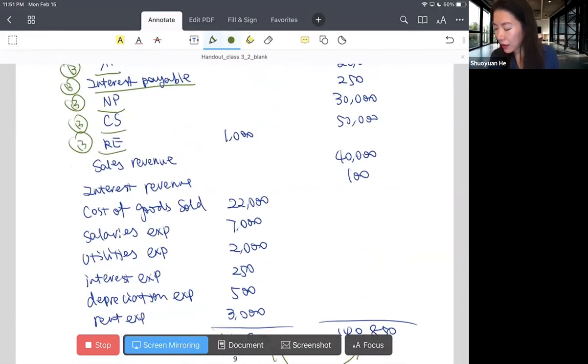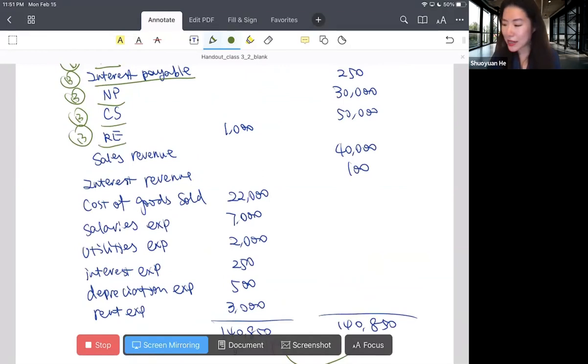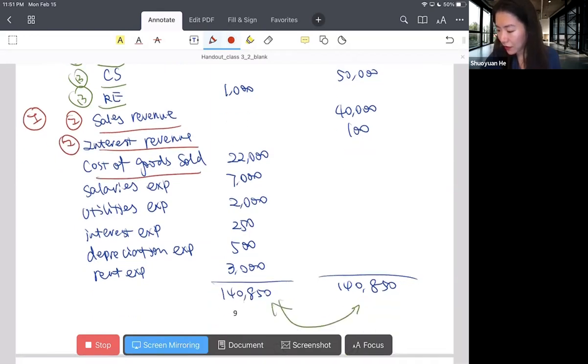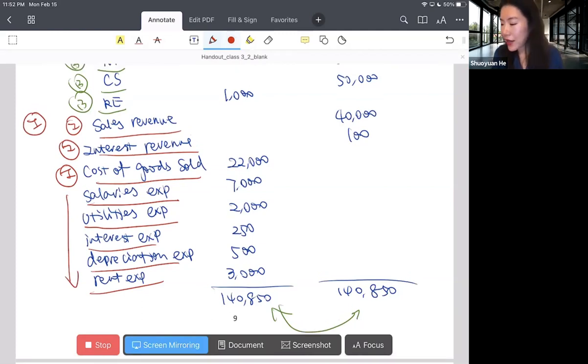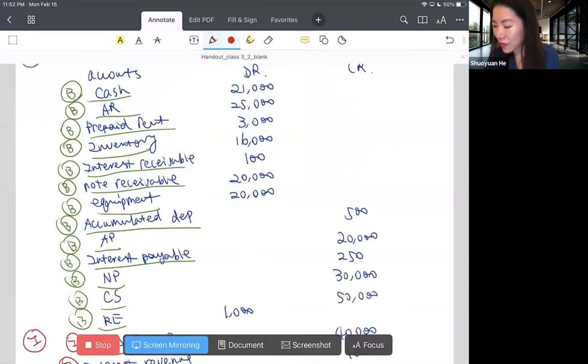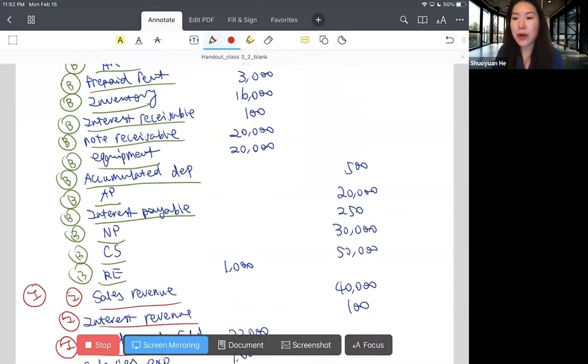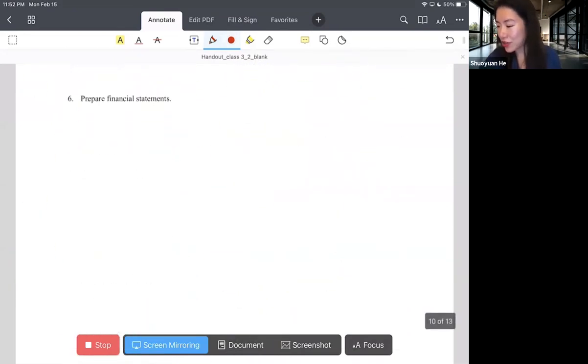Then the rest of those, so sales revenue, that is an income statement account. Interest revenue, that's income statement. Cost of goods sold, income statement. Salary expense. So all of those expenses, the rest of those are all income statement accounts. And then what we need to do is take those balance sheet accounts and arrange those in proper positions on our balance sheet, and then that becomes our balance sheet.